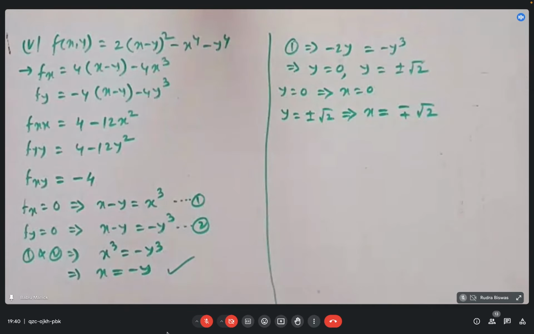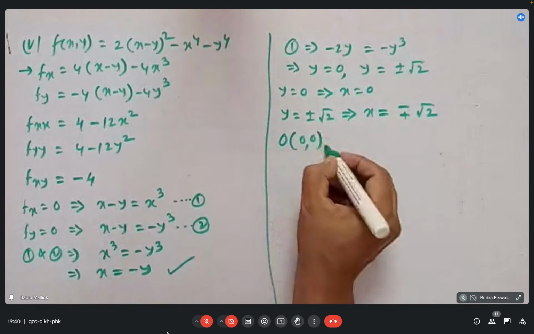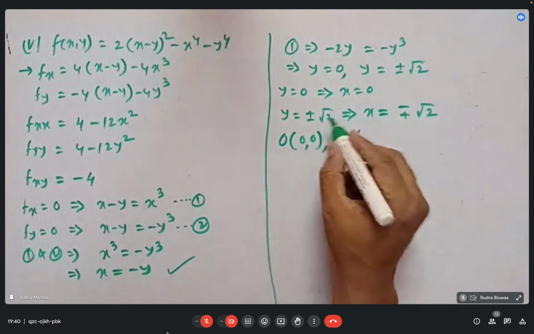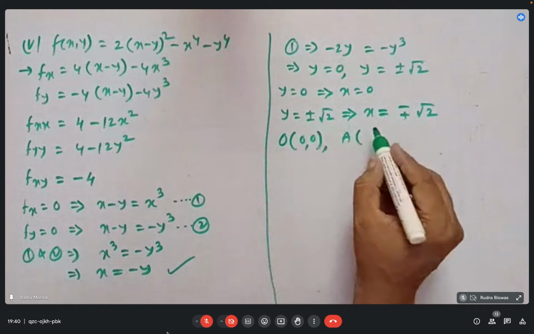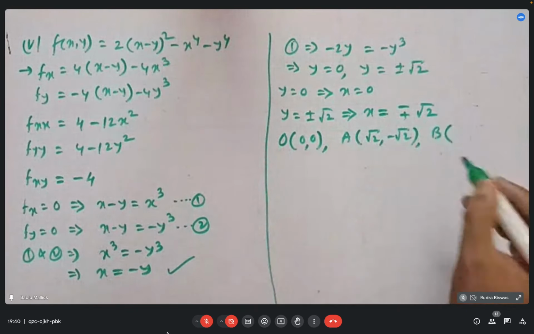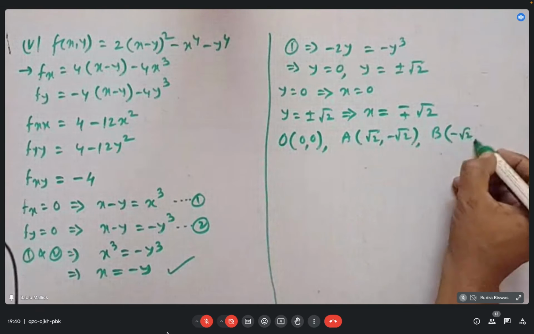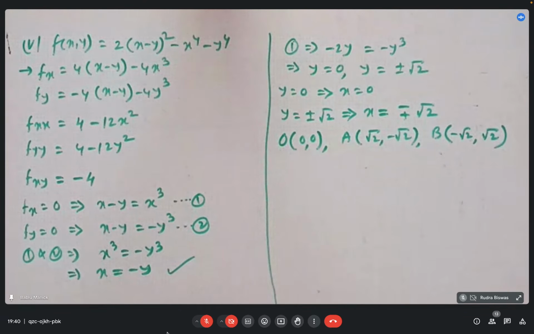Therefore stationary points are O, it is 0 0, A it is root 2 minus root 2, when x is plus root 2, y will be minus root 2, and B, when x is minus root 2, y will be root 2.